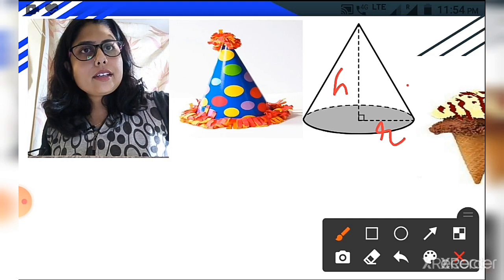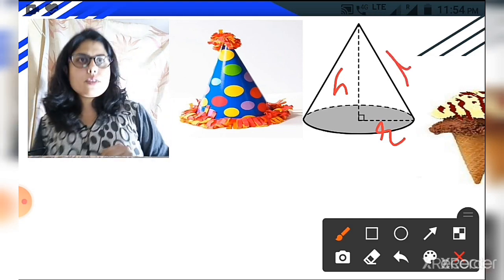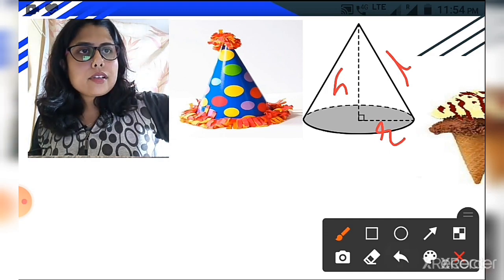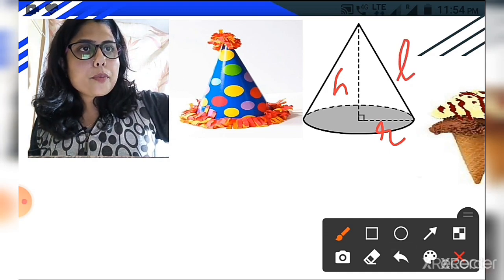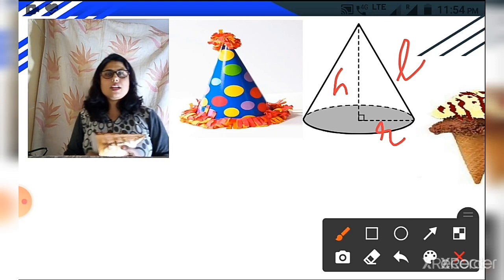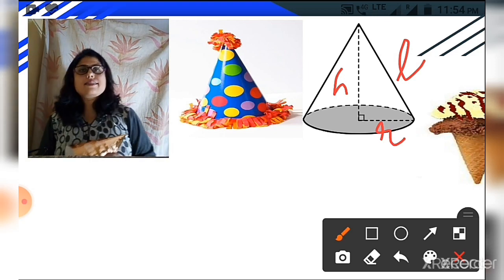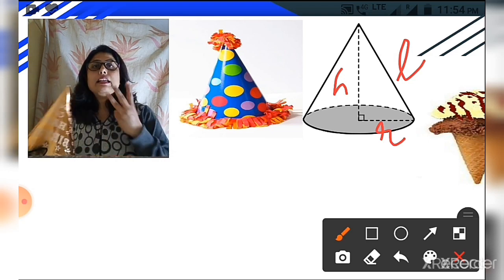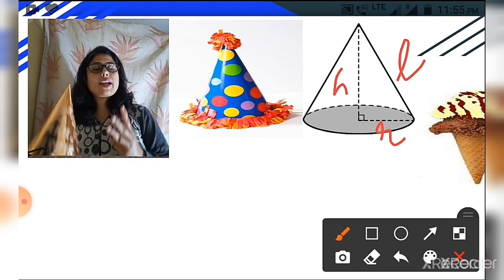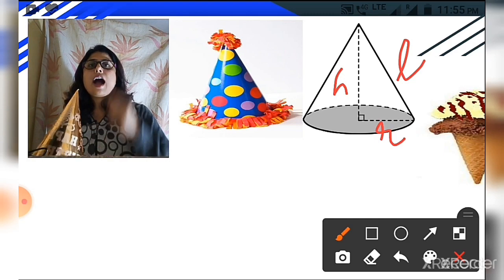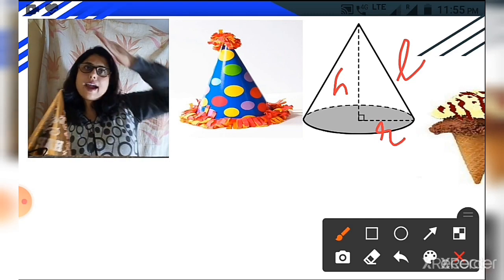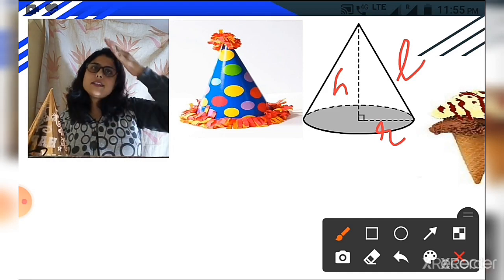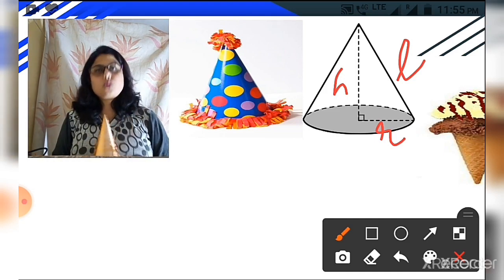Here I am writing L. See, you can see here L. Okay, I'm writing it properly. Yes, L is denoted as the slant height. This means a cone is defined with three dimensions, which are the height, radius, and slant height. This was about the cone.